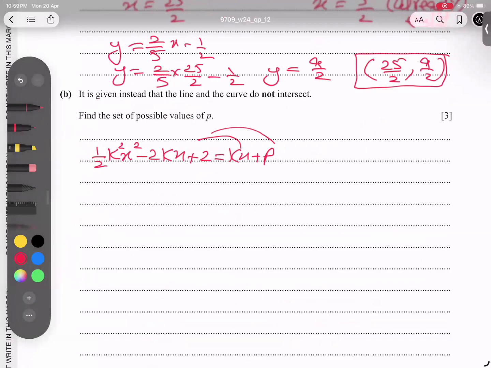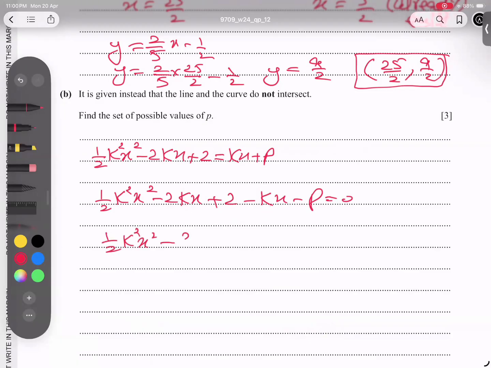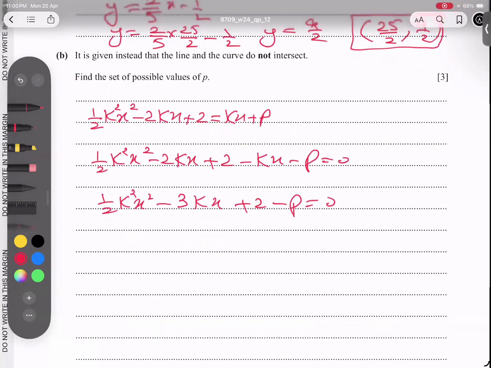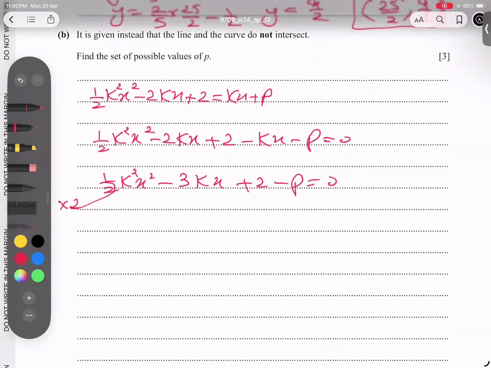First of all, bring this whole thing here. So we can say half k squared x squared, negative 2kx, positive 2, negative kx and negative p is equal to 0. Now I have half k squared x squared, and these two terms will give negative 3kx, and plus 2 negative p is equal to 0. So multiply the whole equation by 2 to get rid of this half. I got 6kx, and a 4 and negative 2p is equal to 0.